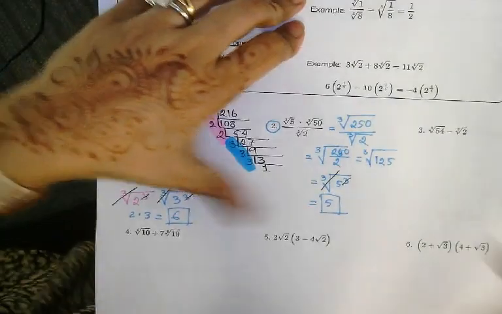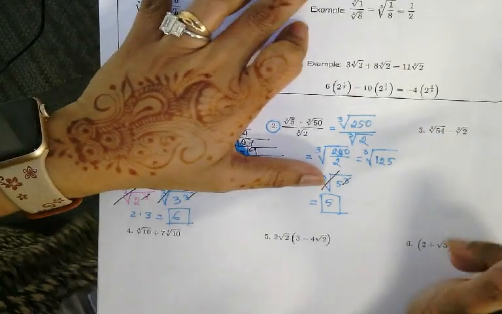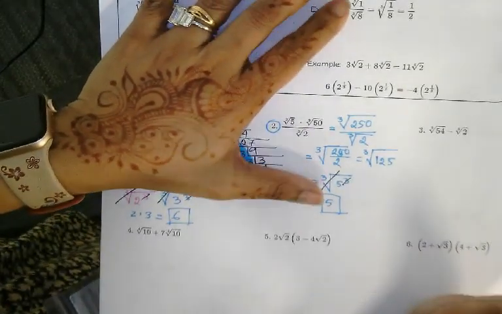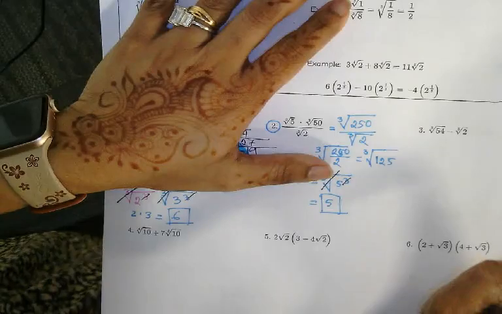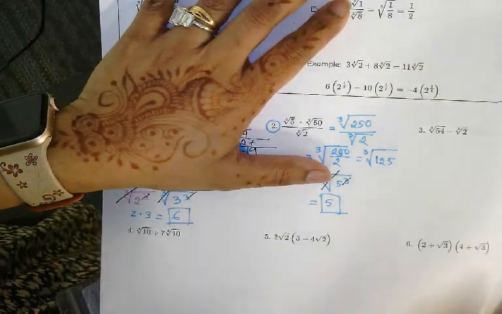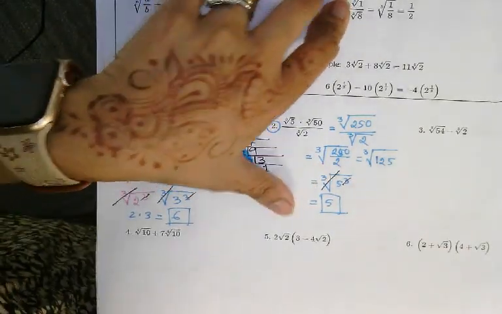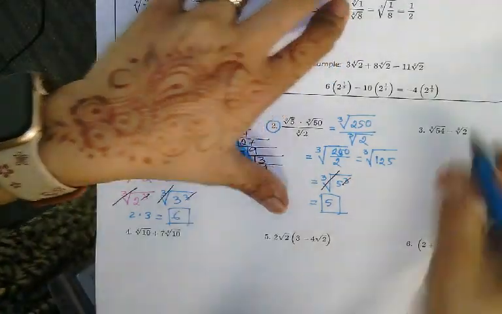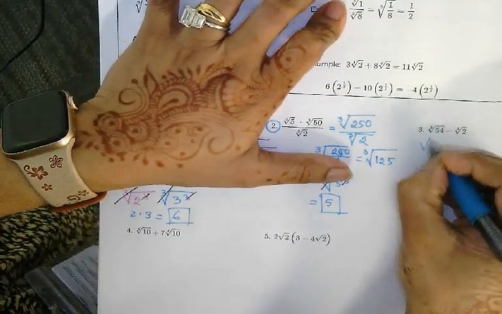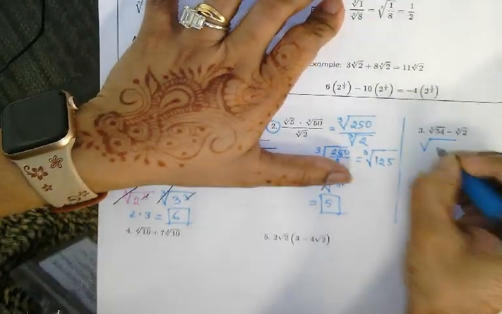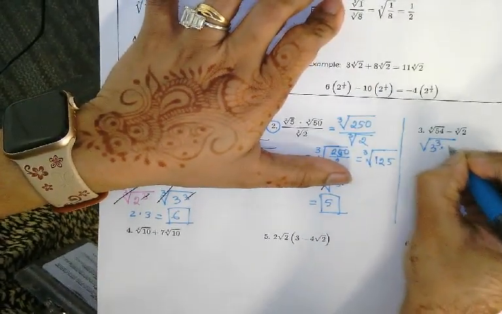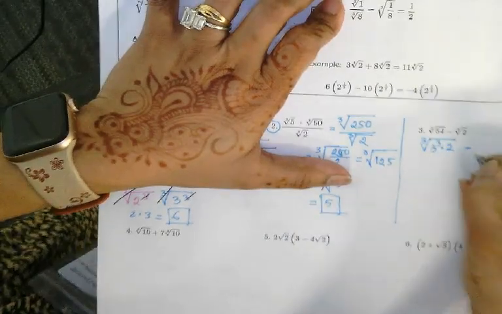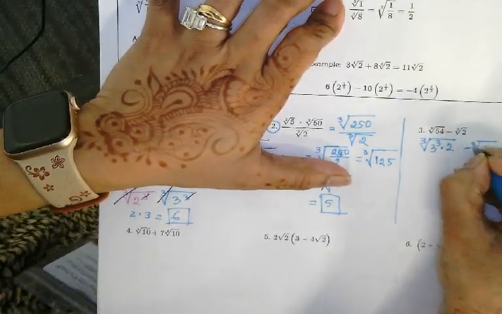Okay, now tell me, if I break down 54, what do I get? So 3 cubed, that's it? 3 cubed and 2. So let's write it down under the radical. So 3 cubed and 2 minus 2.